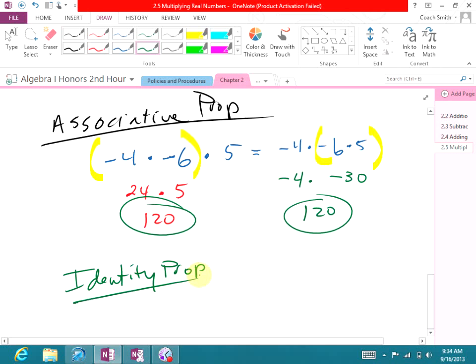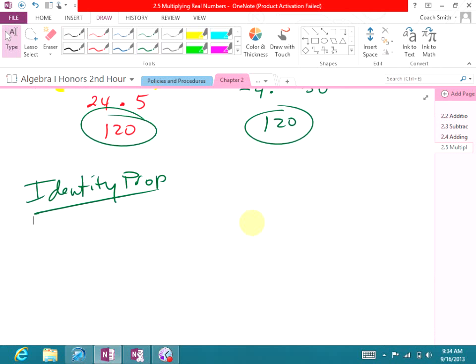Okay? The identity property is real easy. Basically, if you multiply anything times 1, 1 times A is equal to A. You know, basically 1 times 4 is equal to 4. 1 times -4 is equal to -4. We've talked about this property before, in 6th grade and 7th grade, so it should be more of a review to you than anything.